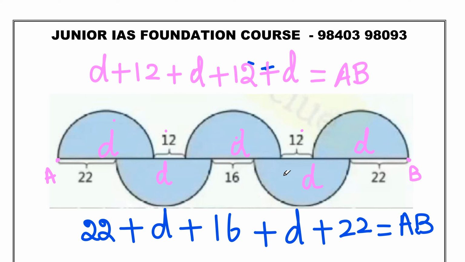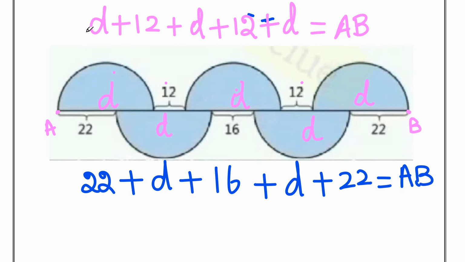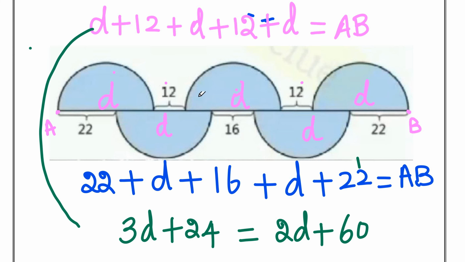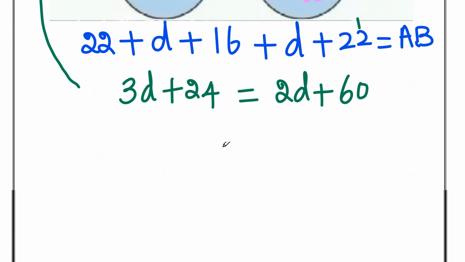Very good. Now these two are equal. Therefore, I can equate these two. So this is D plus D plus D, this is 3D. 3D plus 24 is equal to this much. This is 2D plus, add everything. How much? 60. So therefore, next line is the answer.